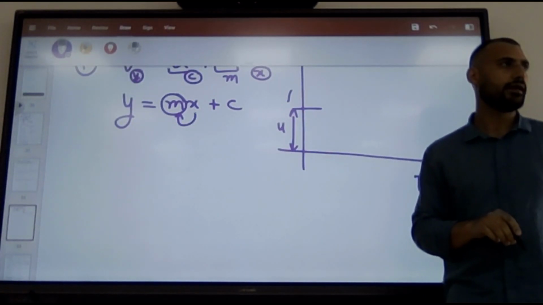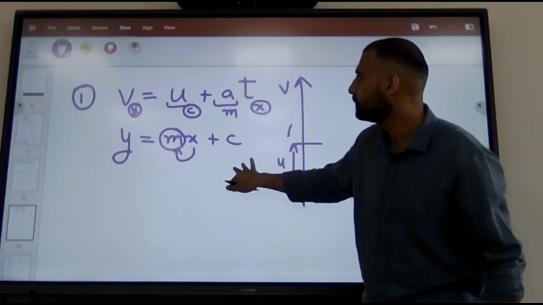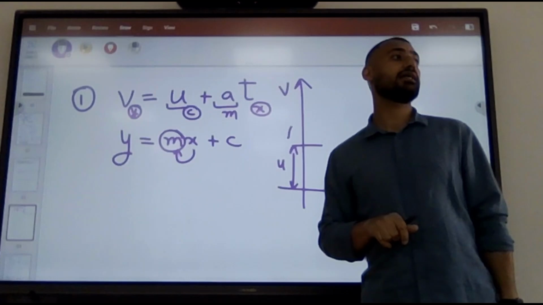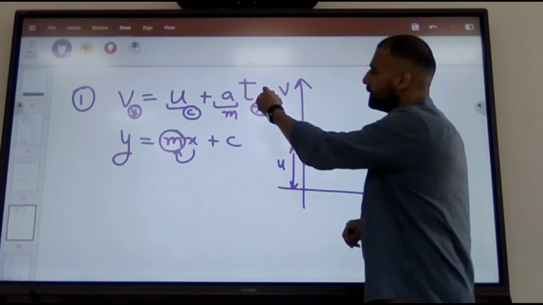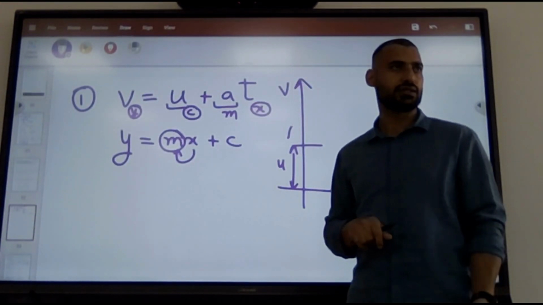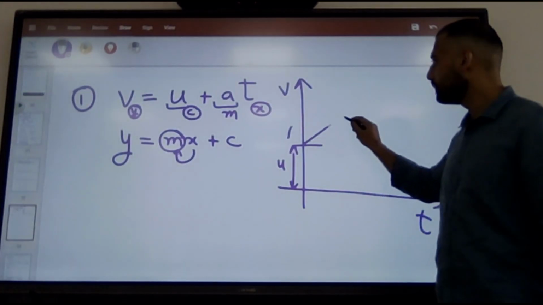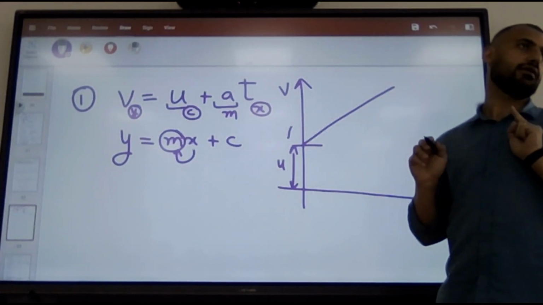U, isn't it? And then what is the slope? Sometimes A is also negative. You call that as retardation, isn't it? For example, this time it's acceleration. So acceleration is what? Positive. So how will the graph look like? Will it be something like this? Yes. Now understand, very important thing.